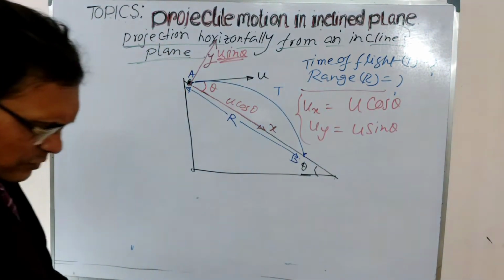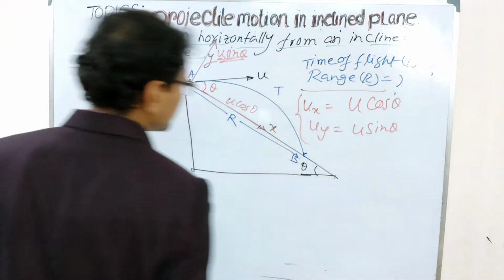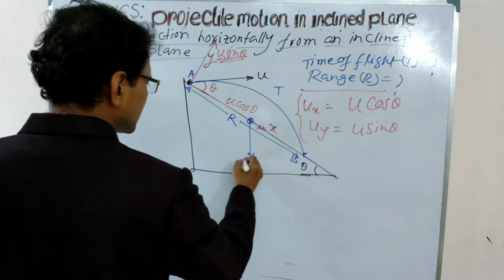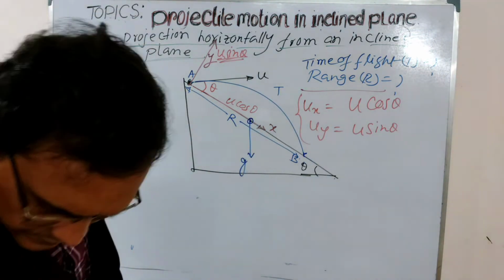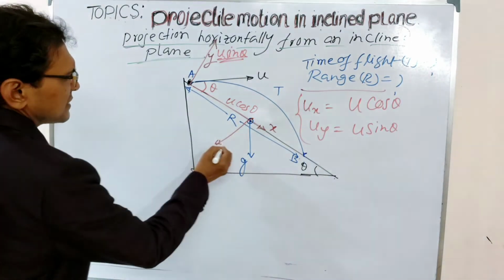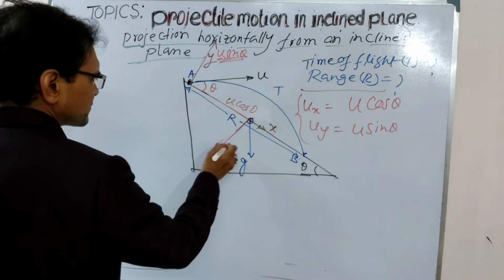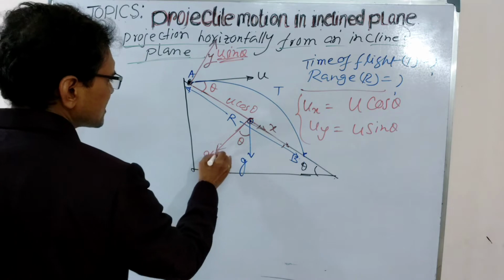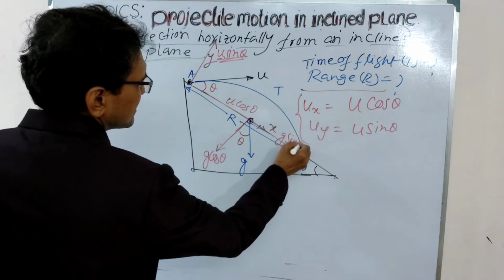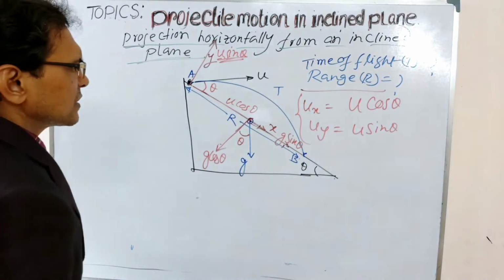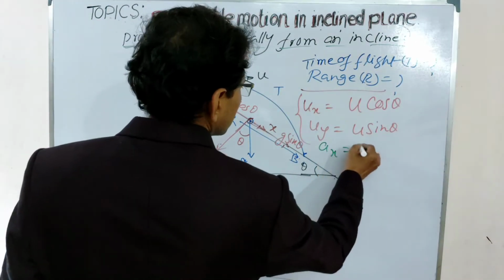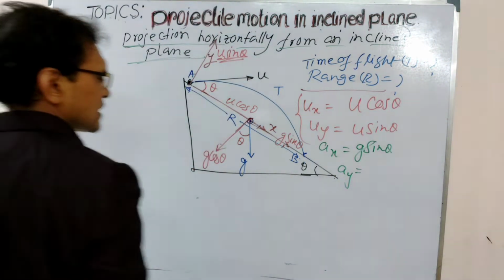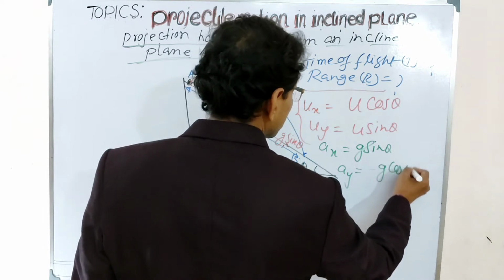First we get the two components of the velocity. Now we get the two components of acceleration. What is the acceleration here? Acceleration is g. Now along the vertical, parallel to y, this component is g cos theta, and this is g sin theta. So we get ax equal to g sin theta and ay equal to minus g cos theta, since it is along the negative y axis.